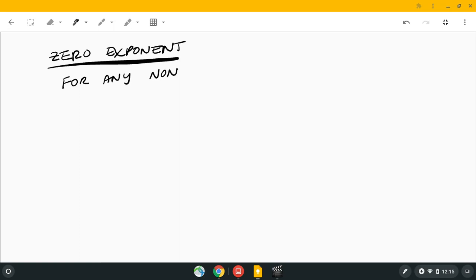Let's take a look at the zero exponent. For any non-zero base x, so x can't be 0, if you take that base and raise it to the 0 power, it will equal 1.